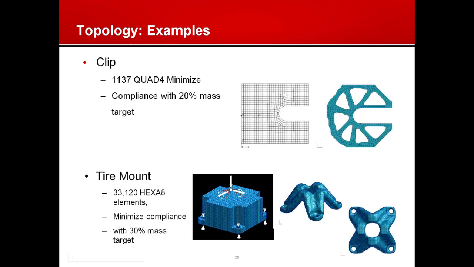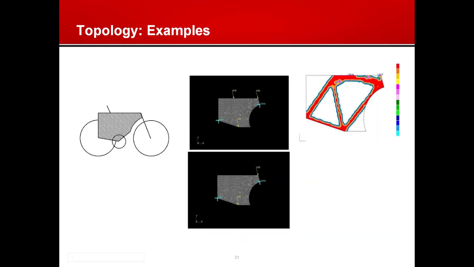Here are some other examples of this topology optimization, where you start with a very crude design and loads and boundary conditions, and you can see how this clip configuration was produced as a result of topology optimization. And a great amount of mass savings can be achieved using this technique.